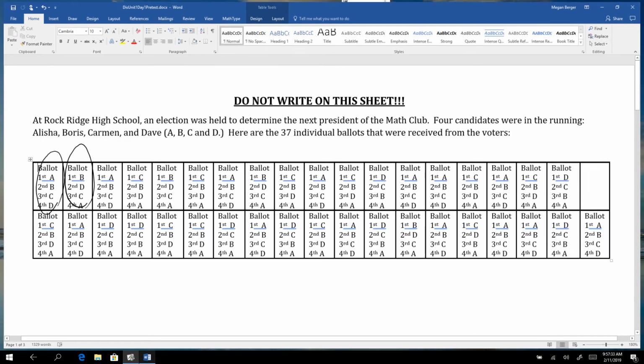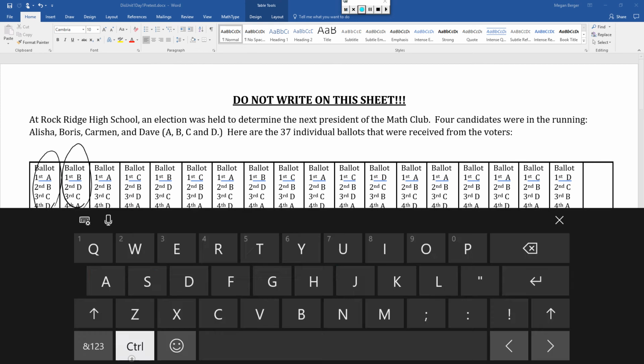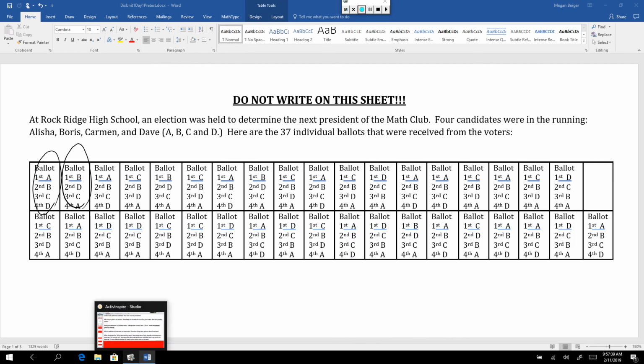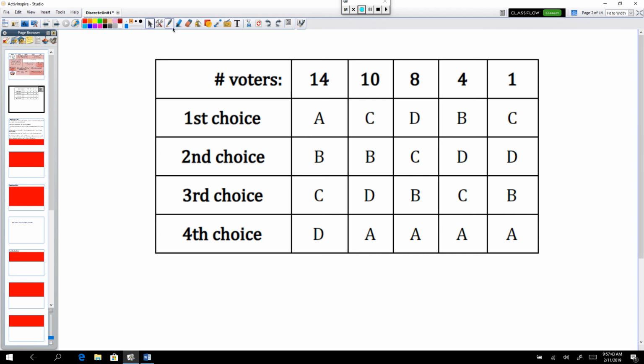Remember, we had 37 people vote in this election. 37 people means a majority, more than half of 37 means I need to have 19 for a majority. That's more than half. I need to have 19 votes in order to get a majority of these 37.